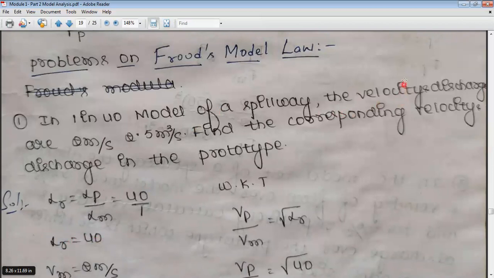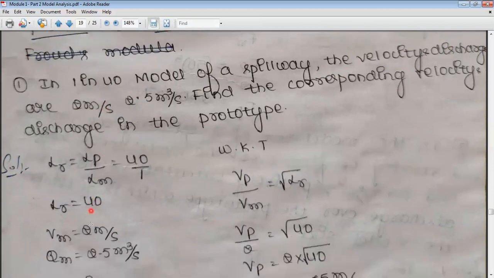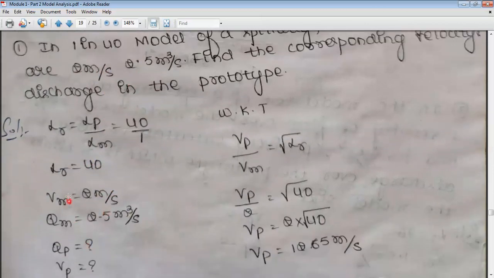He has given the velocity and the discharge value of the model, that is Vm is equal to 2 meter per second, discharge Qm is equal to 2.5 meter cube per second. You have to find the corresponding value in the prototype. We know the scale ratio of velocity. Vp by Vm is equal to root of LR, that we have derived in the previous session. So Vp by 2 is equal to root of 40. Vp is equal to 12.65 meter per second.